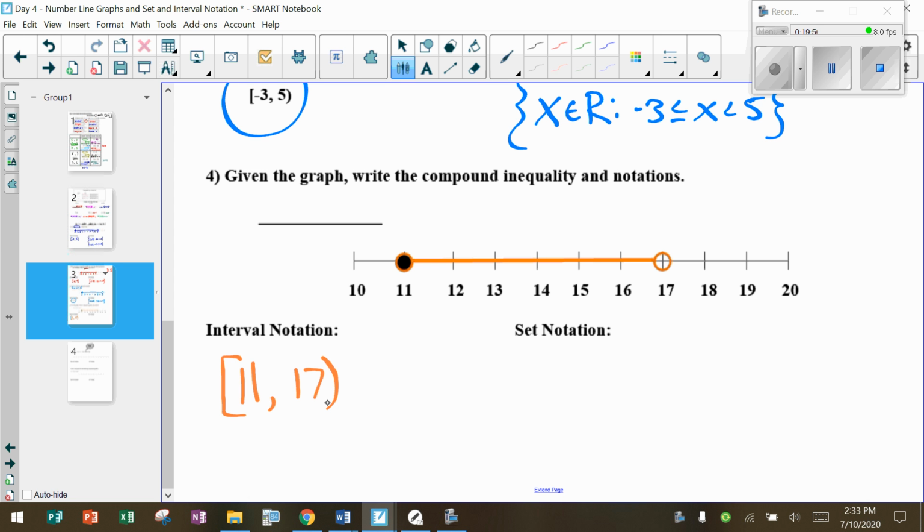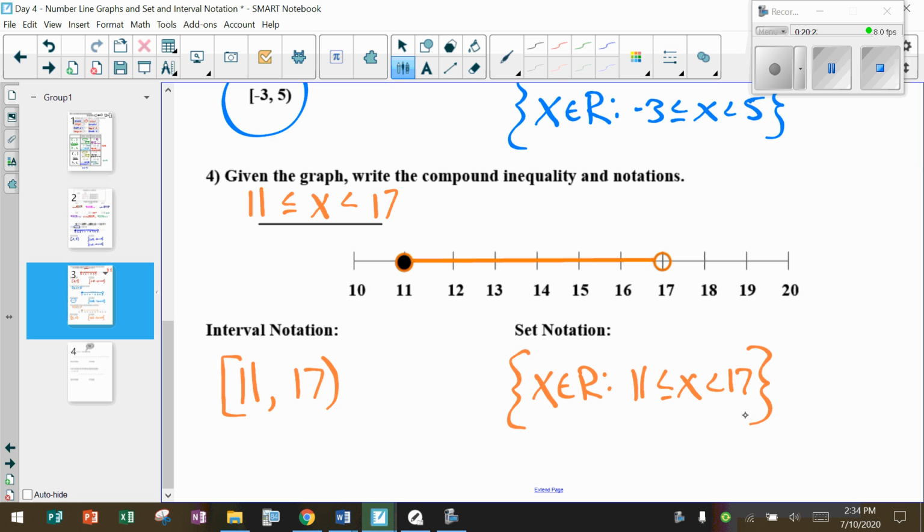Our inequality goes from 11 up to 17, and the X is in the middle because that's where the shading part is. Our inequality symbols always point down to the left. It can be equal to 11, so I include the underlined part. Cannot be equal to 17. For the set notation, I just put X as an element of the real numbers, and then copy the same inequality symbols and numbers that we just used.